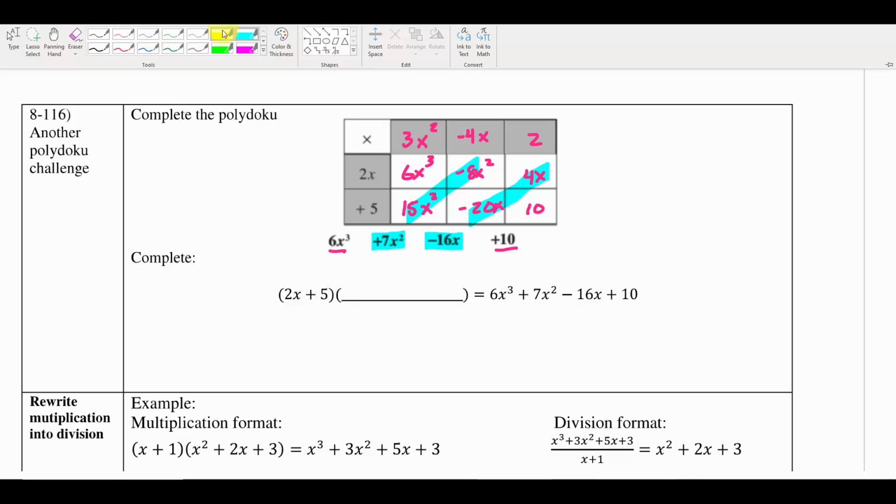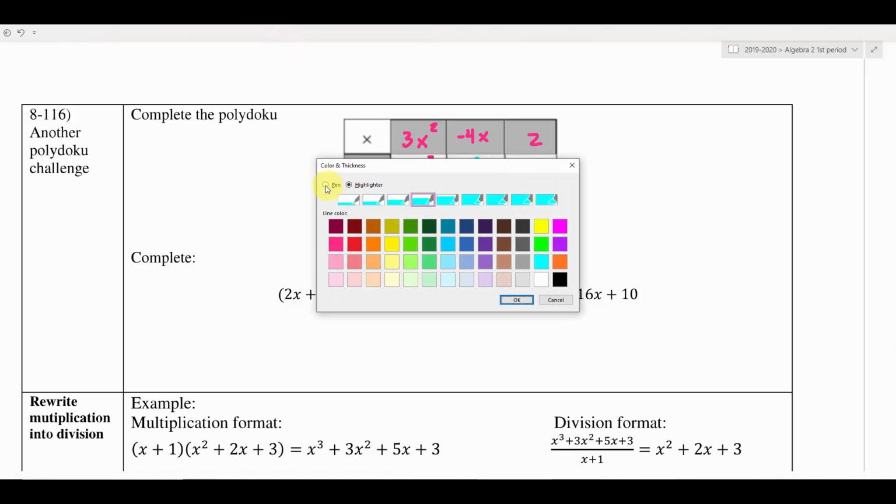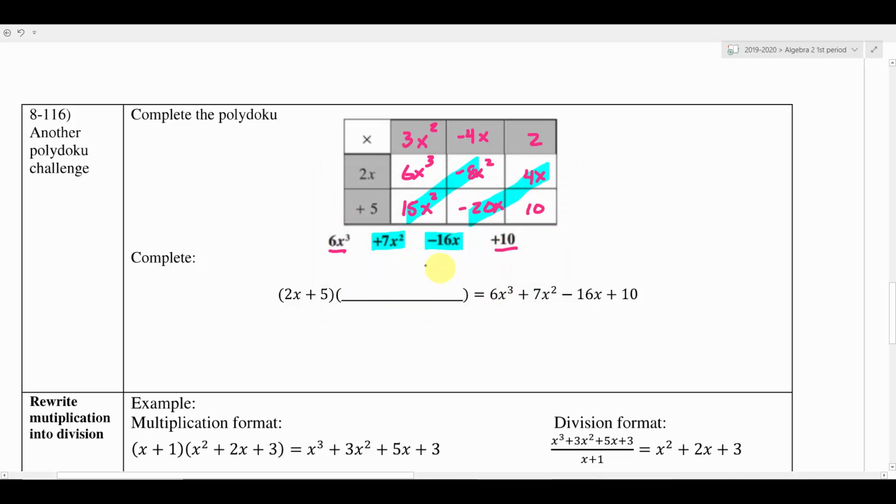Okay. And I'm going to go ahead and finish off this puzzle. I got to fill in this piece down here, and that piece is right up here, right? That's the other polynomial that we're multiplying by. So I can take that 3x squared minus 4x plus 2. And I know that when I multiply those two things, I get this thing here at the bottom of the PolyDoku.